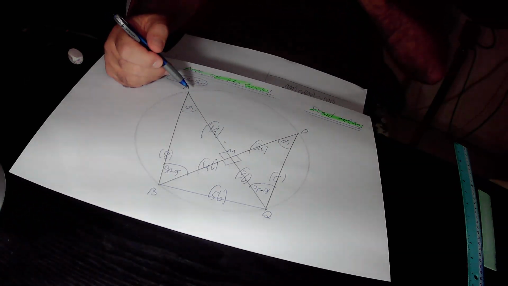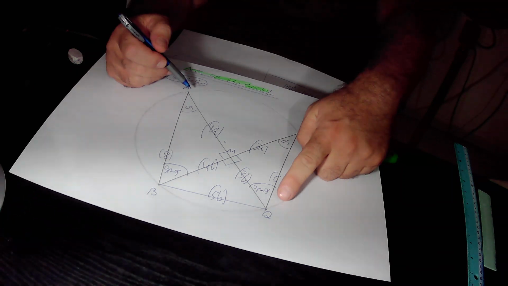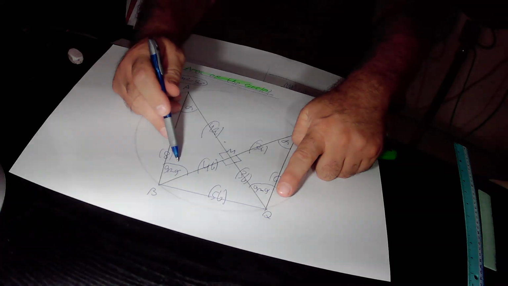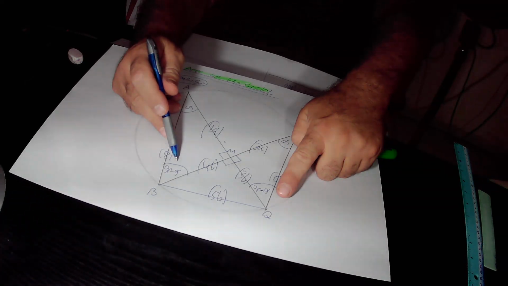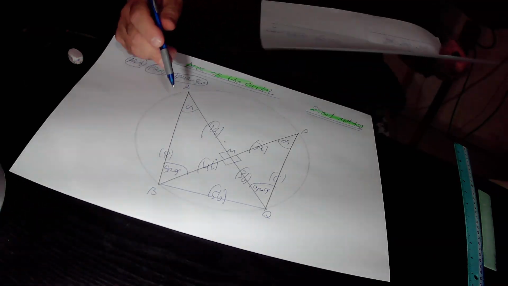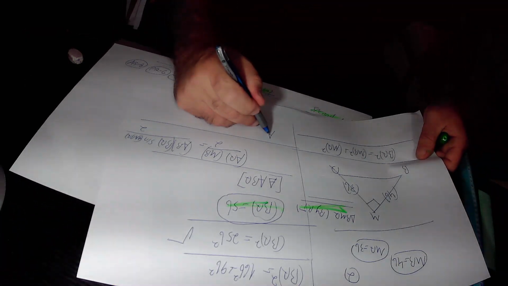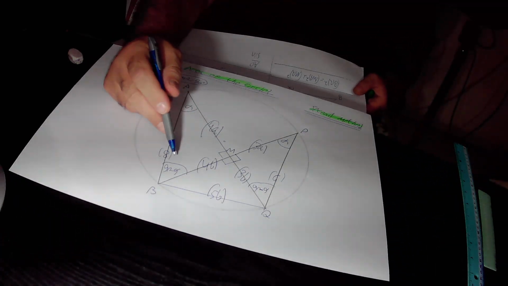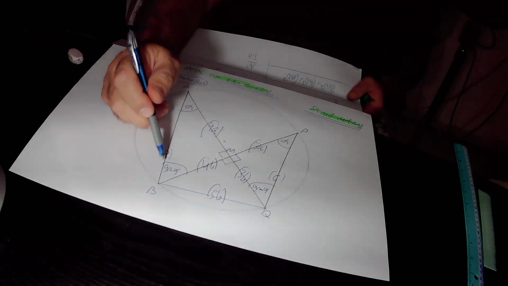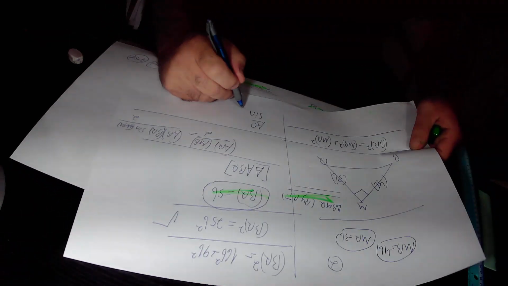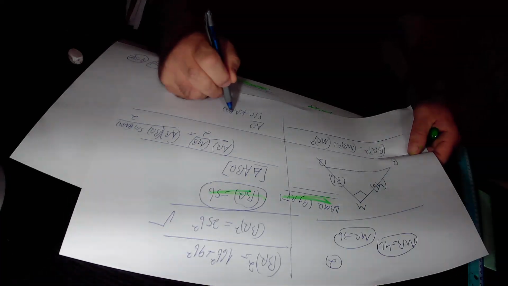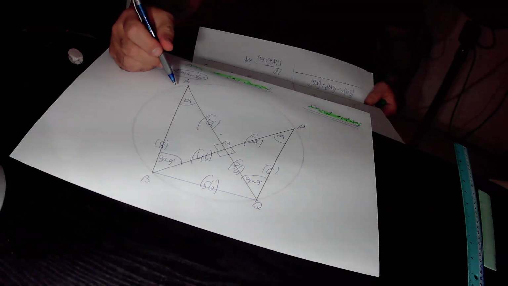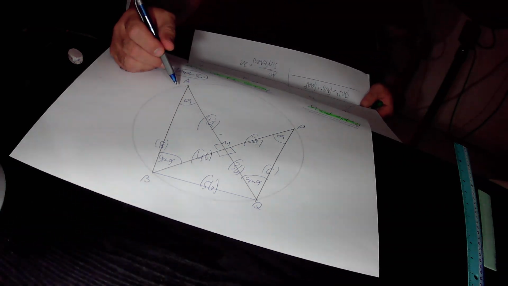So according to the law of sines, we get that AQ over sine the angle in front of side AQ, that is angle ABQ, equals 2R, and R is the radius of this circle that circumscribes triangle ABQ.